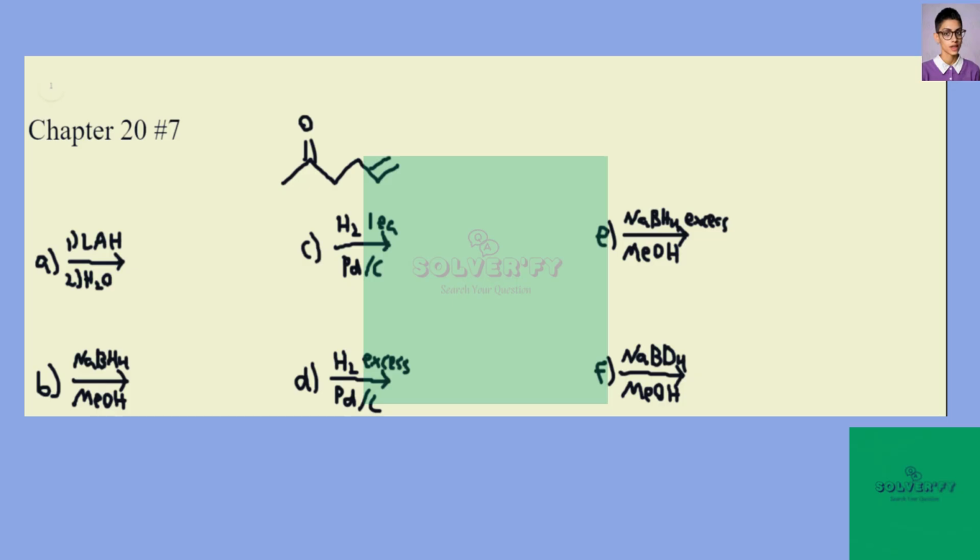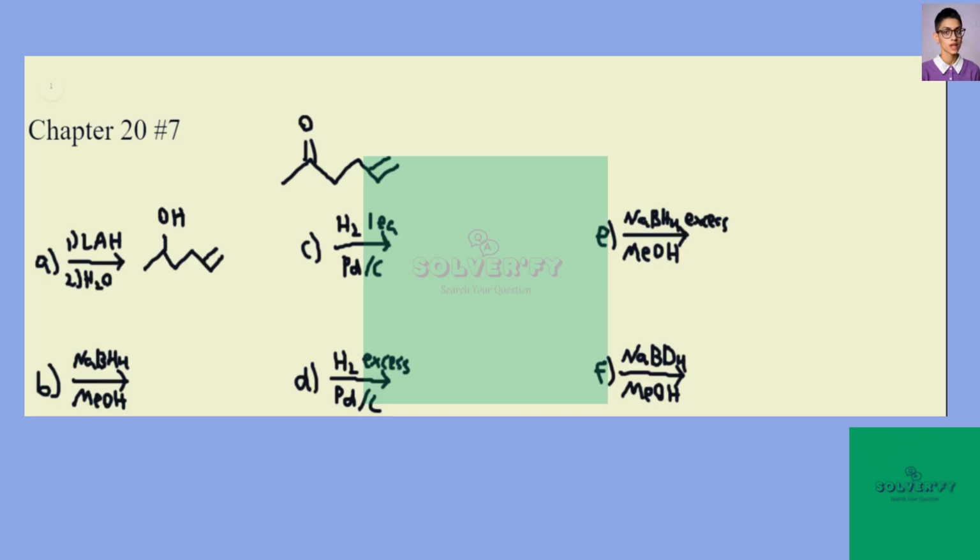So for A, we're treating this molecule with lithium aluminum hydride followed by water. That is going to reduce our carbonyl to an alcohol, and it's going to leave the double bond on the other end of the molecule intact. So that's going to be our product for A.